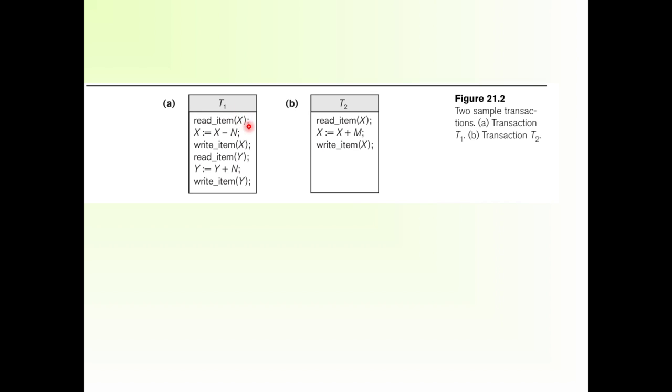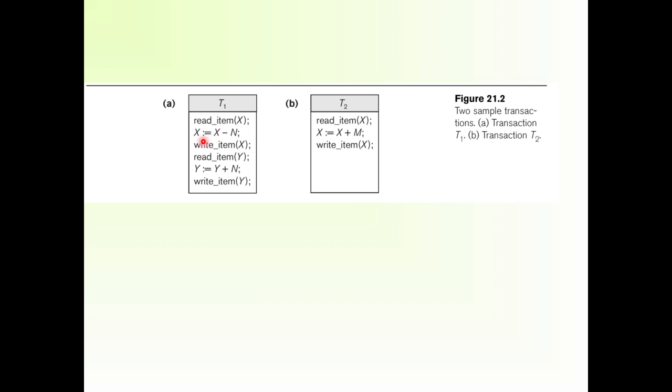You have to read from the disk, and later you have to copy that value to the main buffer, and the program can access it from the main buffer here. So read item X, then X equals X minus N. This is your first transaction. You are accessing the item X and modifying that item by subtracting N, which is another item.